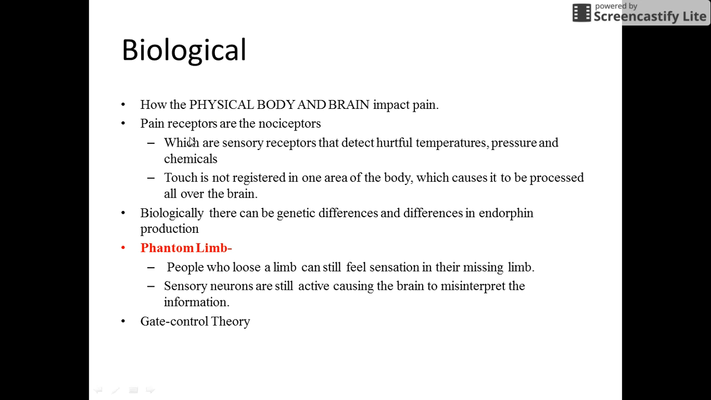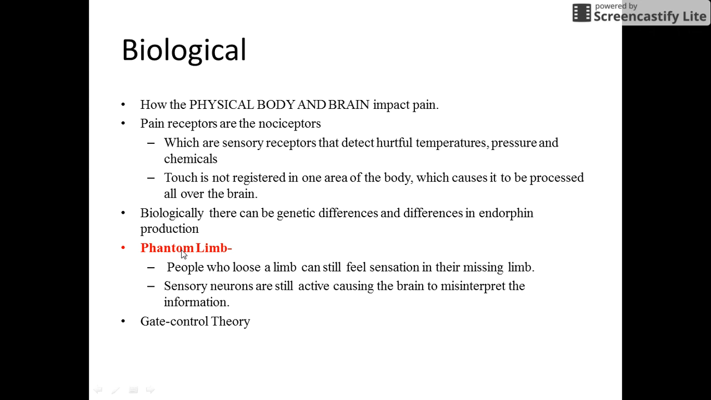Pain receptors are often known as nociceptors. They are the sensory receptors that take in pain, detecting harmful temperatures, pressure, and chemicals. Pain is not registered in one area of the body. It's registered all over, which causes it to be processed all over the brain. Biologically also, there are genetic differences and differences in endorphin production that can impact your ability to manage pain. Genetic mutations, different levels of endorphins your body creates.